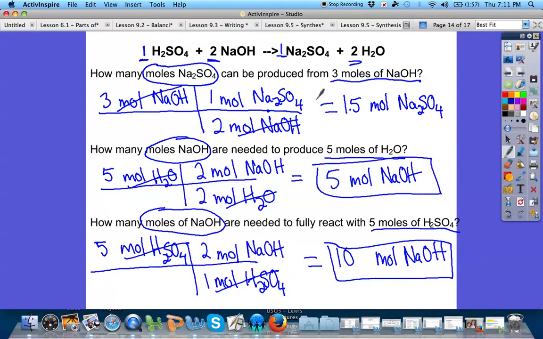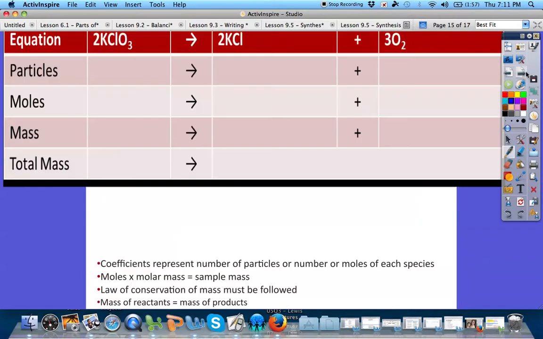So your practice is going to be based off of this. You also need to take out a piece of paper, and we are going to copy down this chart. In class, we balanced this chemical equation in our warm-up. If you need to copy down the chart, go ahead and pause the video.